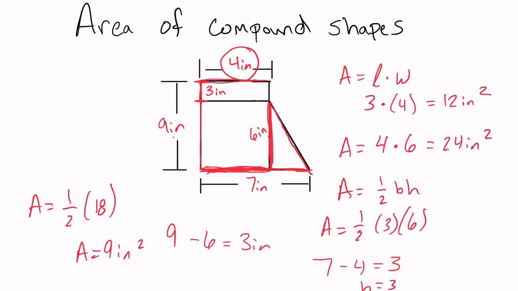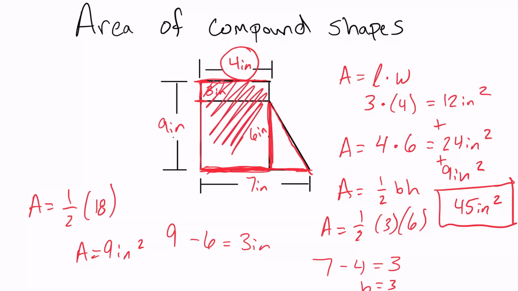So now I have all of my solutions: 9 inches squared, 24 inches squared, and 12 inches squared. To get my final solution, or the area of my entire shape, I need to add all my values up. 9 plus 24 plus 12. Well, 12 plus 24 is going to give me 36, and 36 plus 9 will give me 45. So I find the area of this shape to be 45 inches squared. And that'll be the area of the entire compound figure.